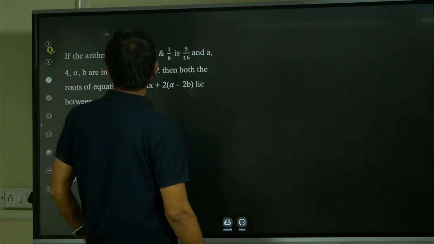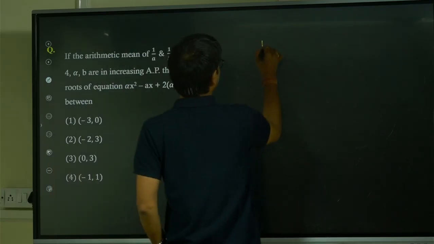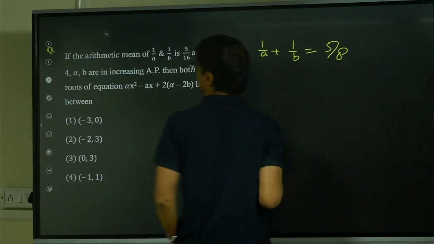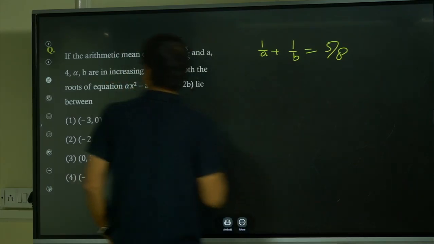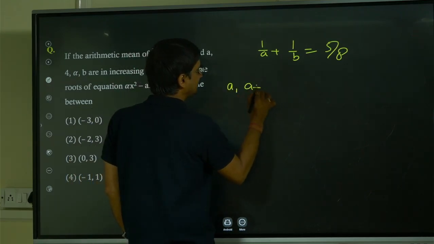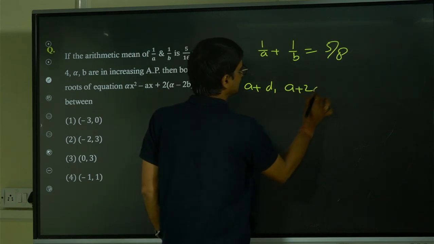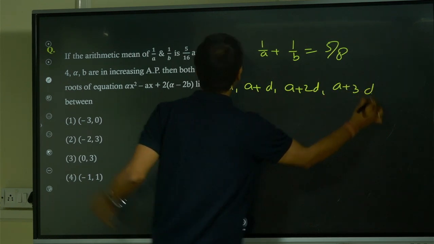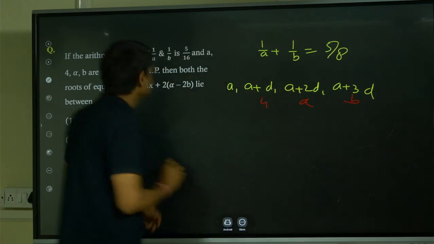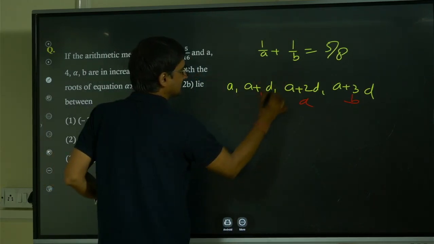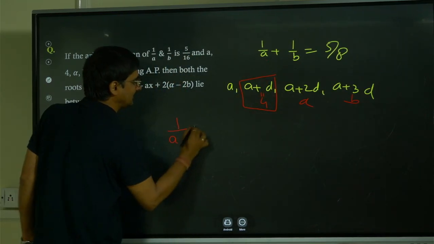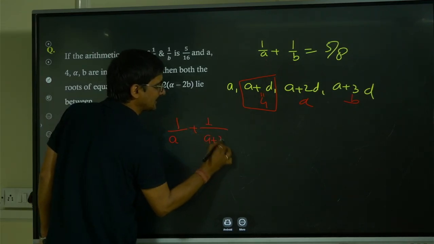Next, if the arithmetic mean of 1 by a and 1 by b is 5 by 16, that means (1 by a plus 1 by b) by 2, so it's 5 by 8. And a, 4, alpha, b are in an increasing AP: a, a plus d, a plus 2d, a plus 3d. Let us not forget that this is 4, this is alpha, this is b. So we have two relations, one is this, a plus d is 4, and the other is this. I will simply move ahead with the simple algebraic method.